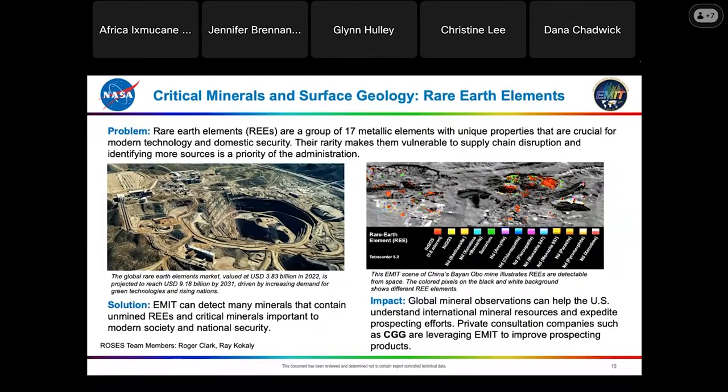maps. This is an example from Roger Clark, who's on our EMIT science team, who was looking at how we can start to use EMIT data to detect rare earth elements, which are much less frequently found on the surface of the Earth. So this is an example that he found, but this is something that we're hoping to kind of continue improving over time. And we have heard from a variety of folks that are using these data kind of in their pipelines for exploration activities.